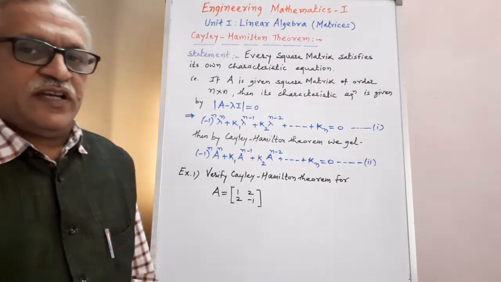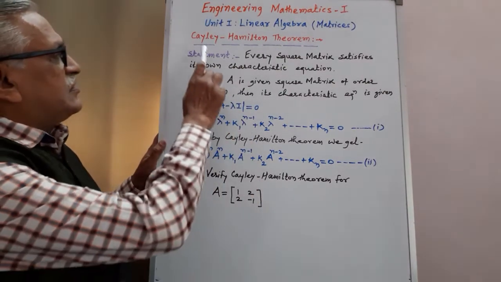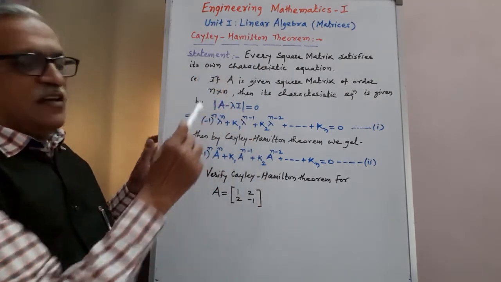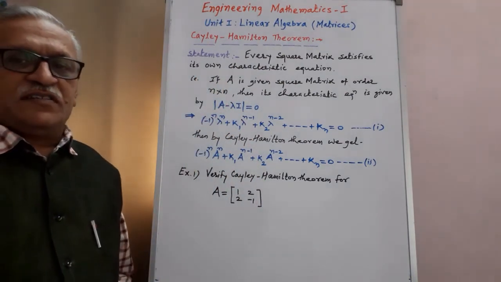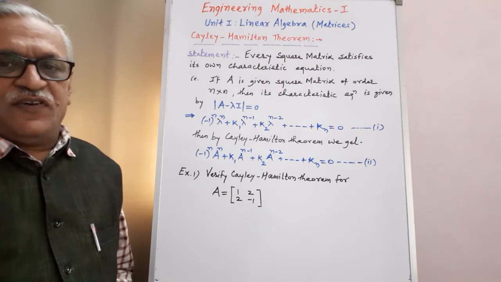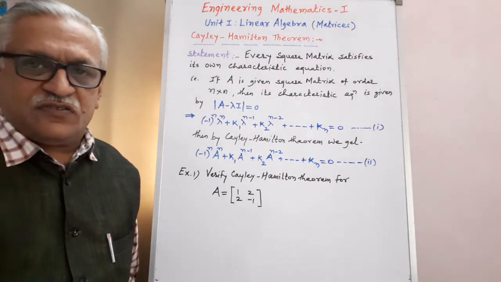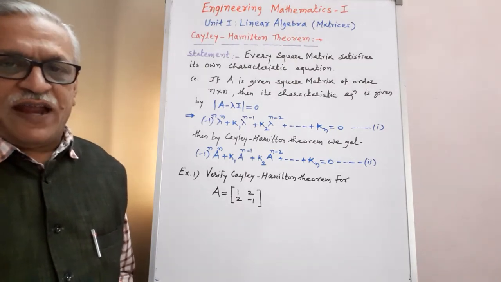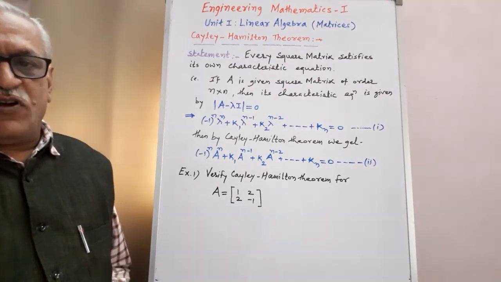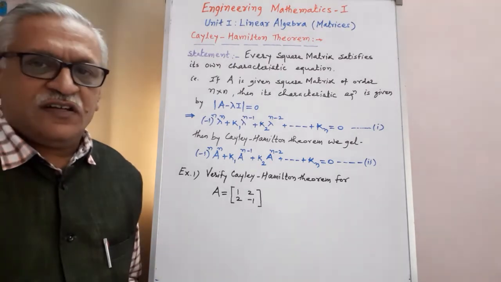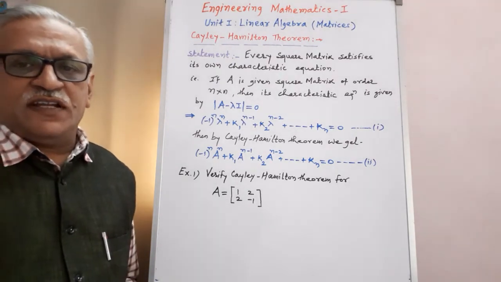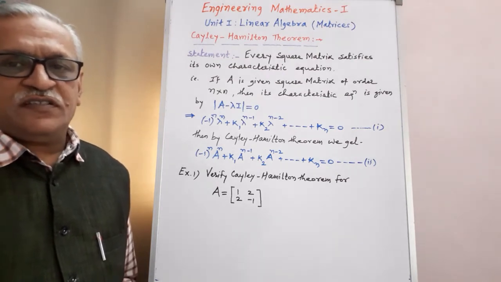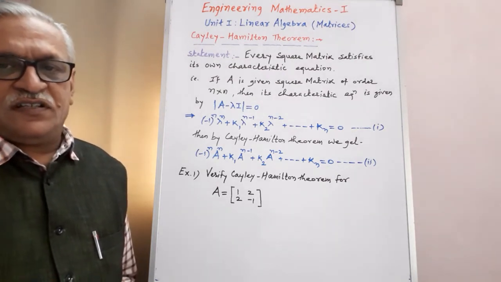Hello friends, today I am going to discuss the Cayley-Hamilton theorem. So far I have completed the following points. In the first lecture, rank by Gauss-Jordan method to find inverse. Second point, rank of matrix. Third point, normal form of matrix. Fourth, solution of linear simultaneous equations, of two types, non-homogeneous and homogeneous.